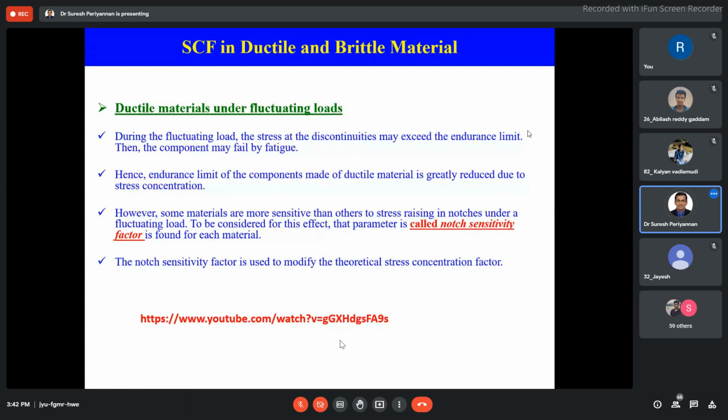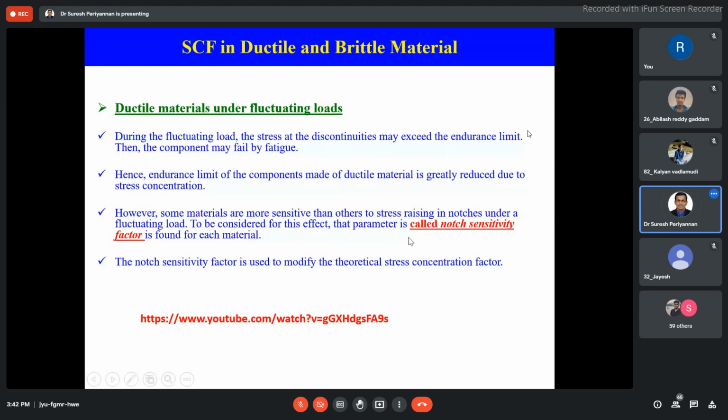Hence, the endurance limit of a component made of ductile material is greatly reduced due to stress concentration. However, some materials are more sensitive to notches than others under fluctuating load. The effect to be considered is called the notch sensitivity factor.